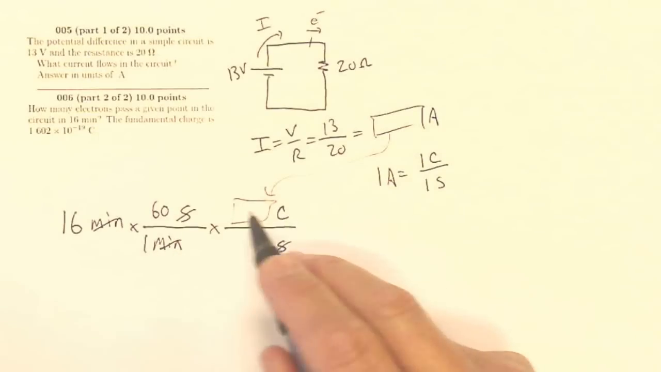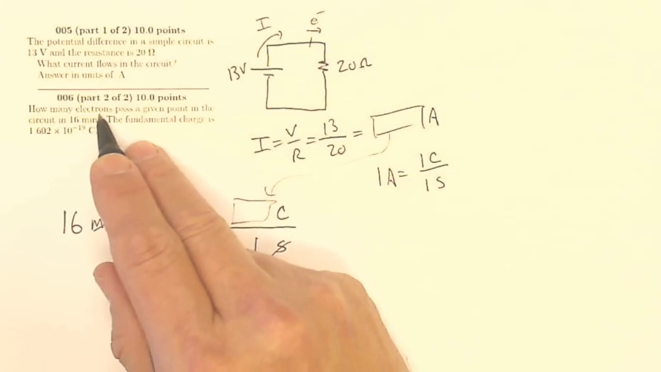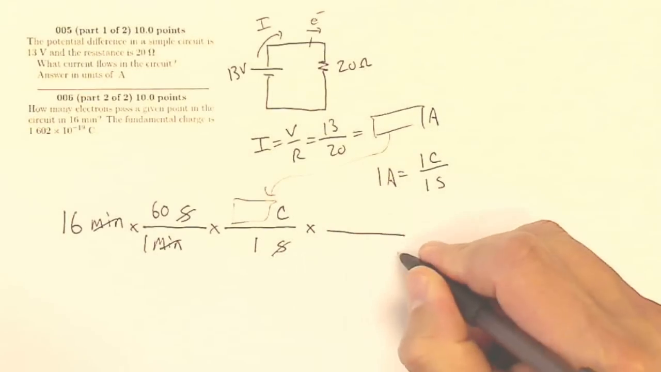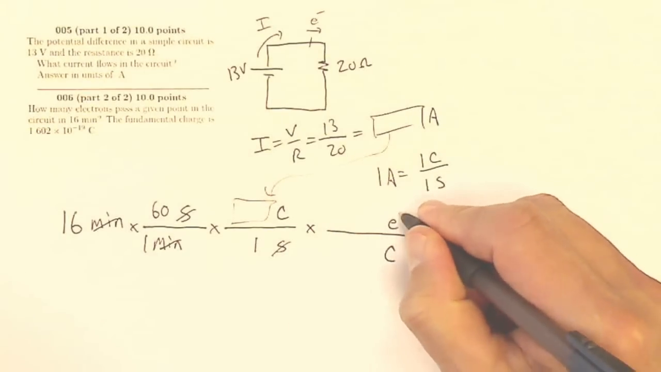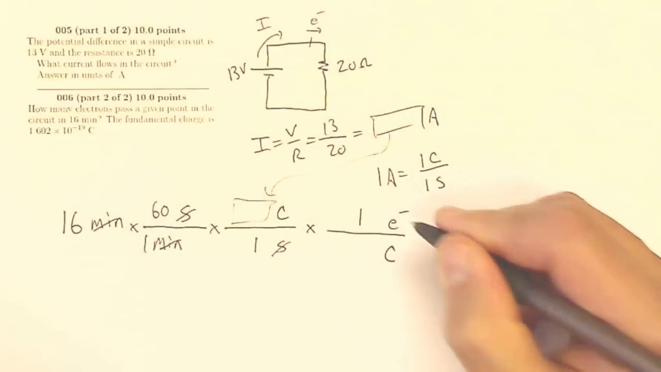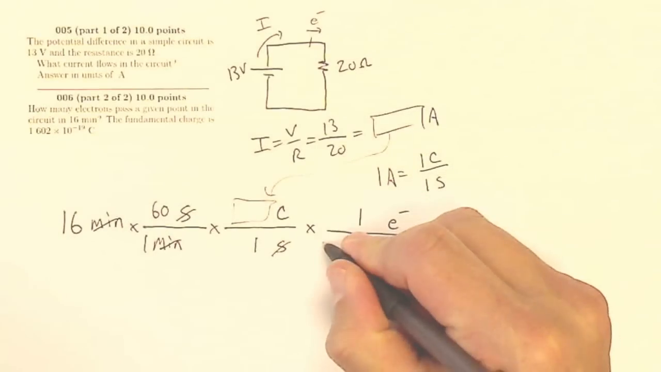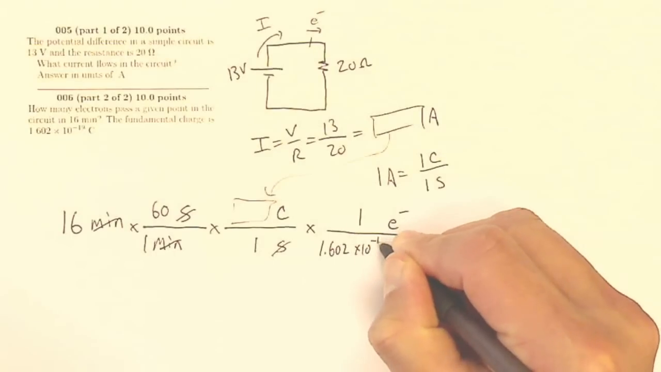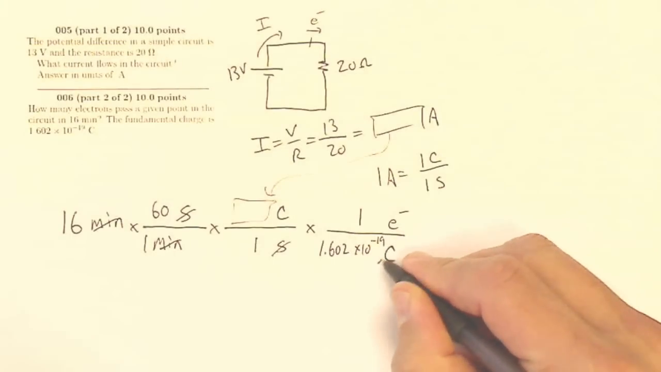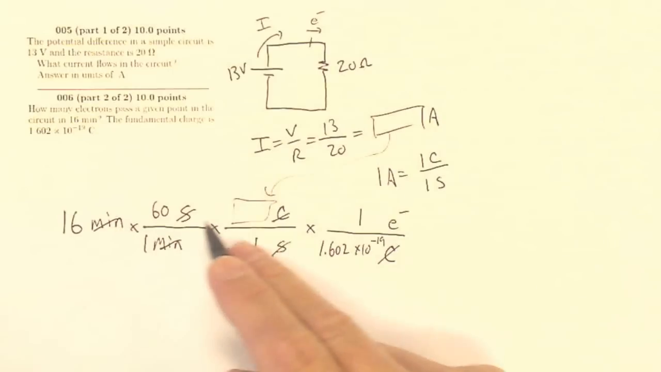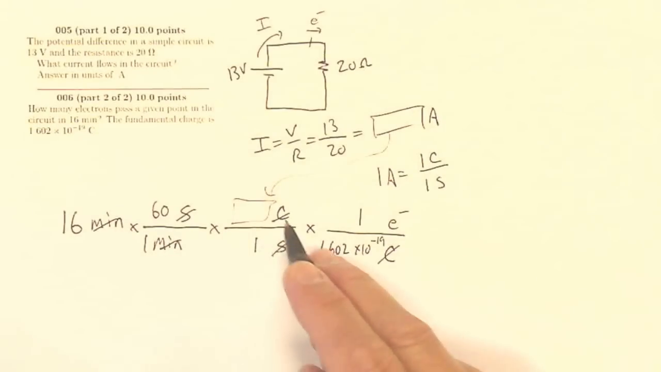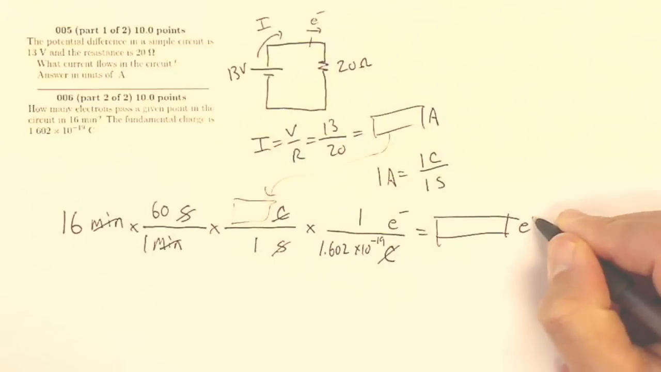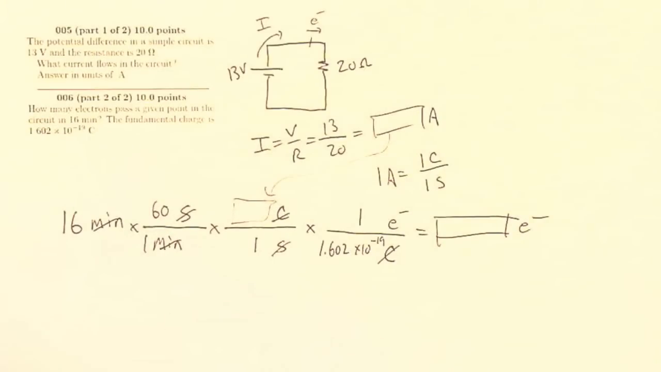But I don't want coulombs. I want individual electrons. How many electrons? So now I know that coulombs can go in the bottom, and I want electrons up top. And I know that 1 electron has a magnitude of charge of 1.602 times 10 to the minus 19 coulombs. So now coulombs will cancel out. The only thing left here, with minutes gone, seconds gone, and coulombs gone, is electrons. So this will tell me how many electrons pass by in 16 minutes.